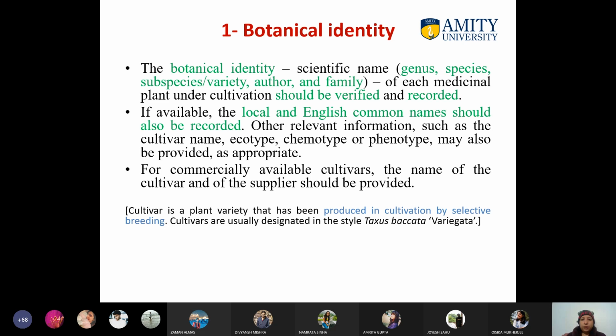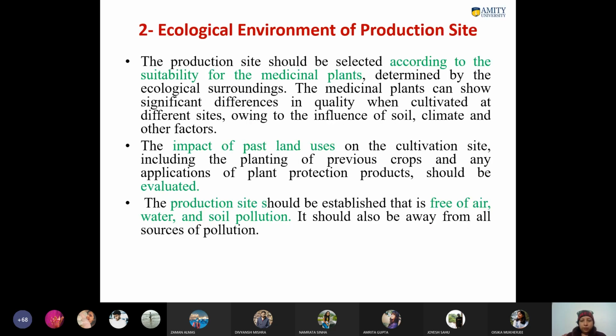For commercially available cultivars, the name of the cultivar and the name of the supplier from where you purchased the quality planting material has to be provided. All these things come under the botanical identity of the GAP guidelines.